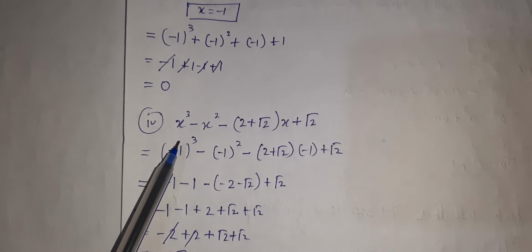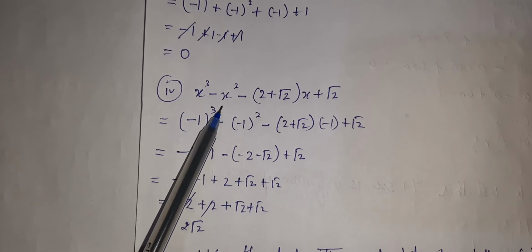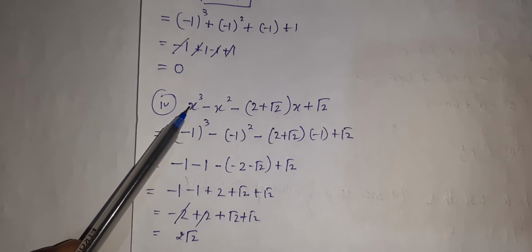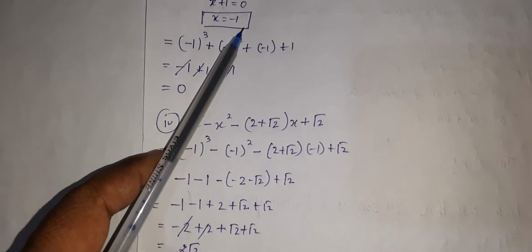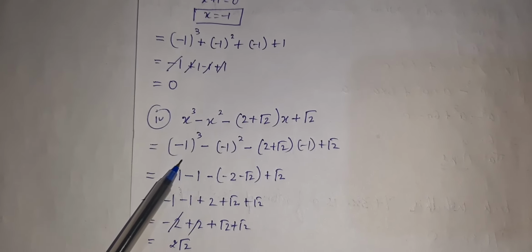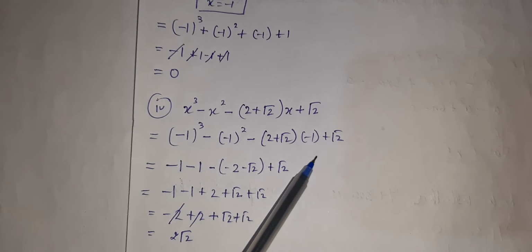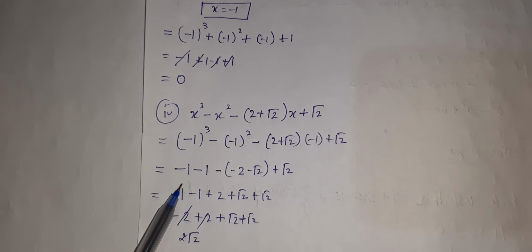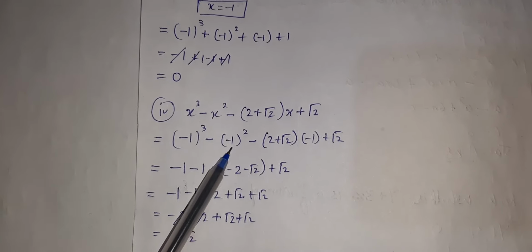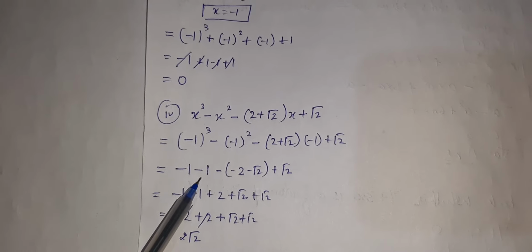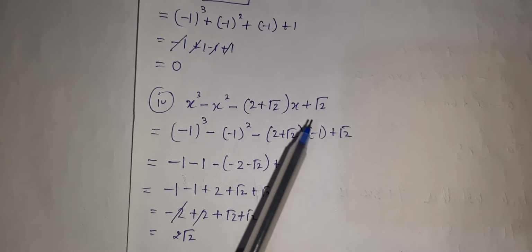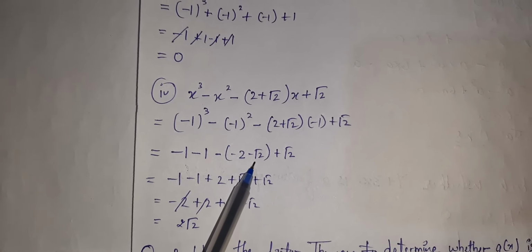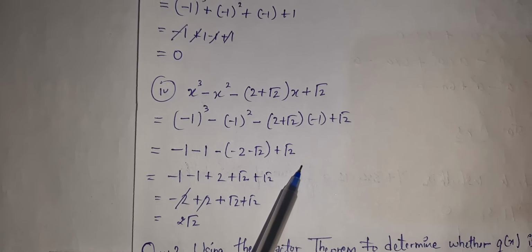Fourth part, x cubed minus x squared minus 2 plus under root 2 x plus under root 2. In place of x, we will put minus 1 as it is. Just take a look here. Minus 1 cubed minus 1 squared plus 1, but the sign is minus. This minus 1 is multiplied inside. It will become minus 2 and minus under root 2. This plus under root 2 remains as it is.